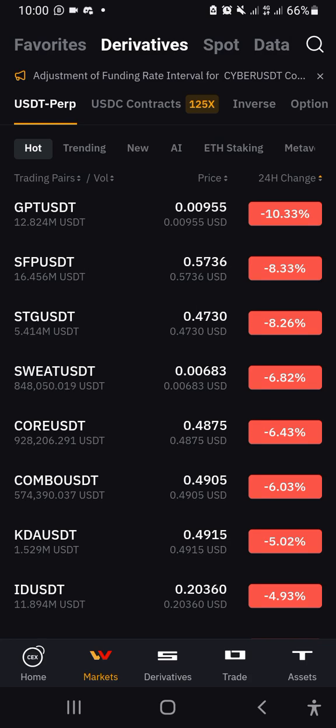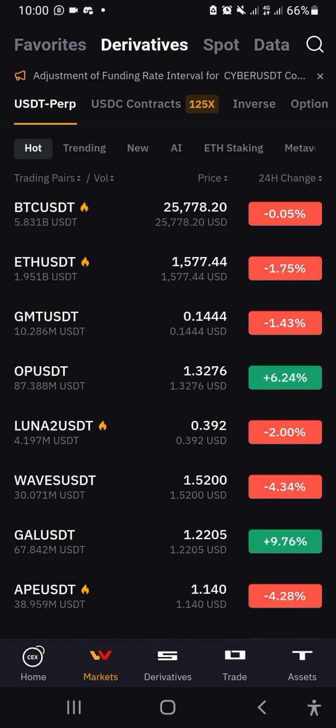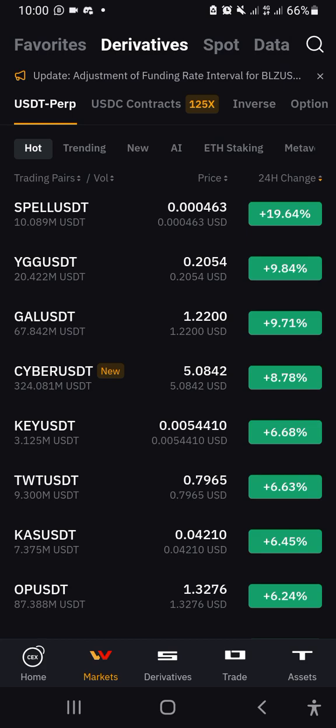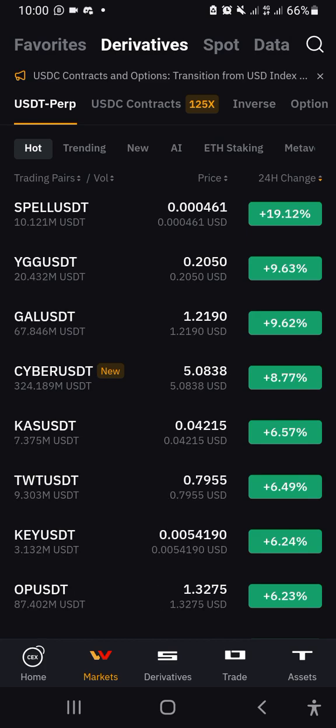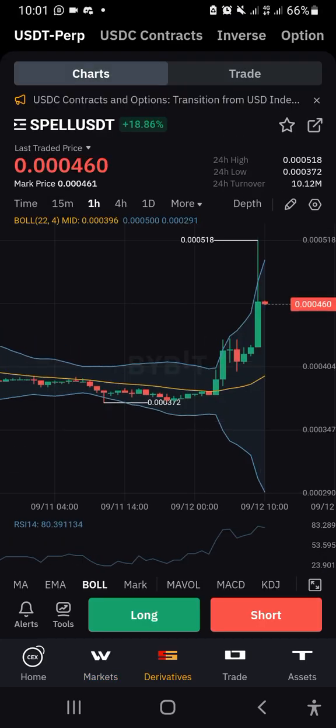I am not trading the losers, I'm only trading the gainers. So just toggle here until you have this. You can see on this chart now that SPELL USDT is on top of the other ones. So I'm going to click on it. Now you can see that before, the 24-hour high was about 460, and then it moved up to 518. Now what I usually do is, you need to check this RSI.